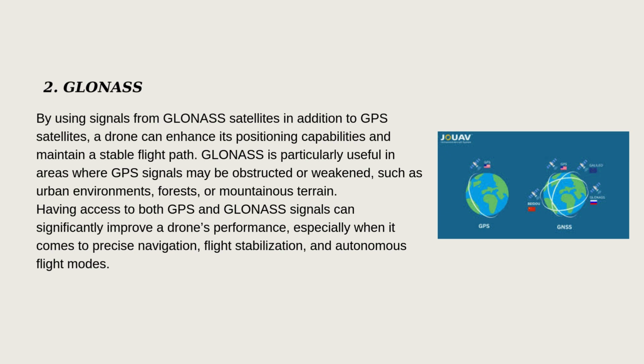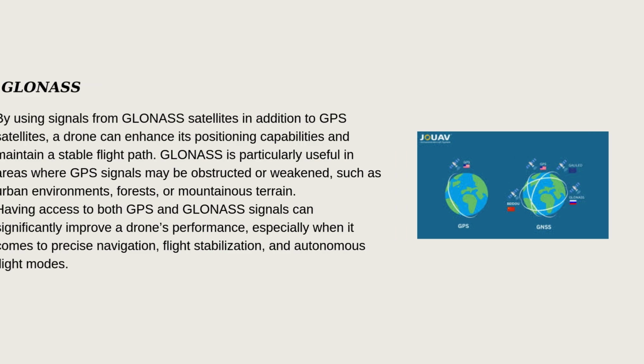GLONASS is particularly useful in areas where GPS signals may be obstructed or weakened, such as urban environments, forests, or mountainous terrain. Having access to both GPS and GLONASS signals can significantly improve a drone's performance, especially when it comes to precise navigation, flight stabilization, and autonomous flight modes.